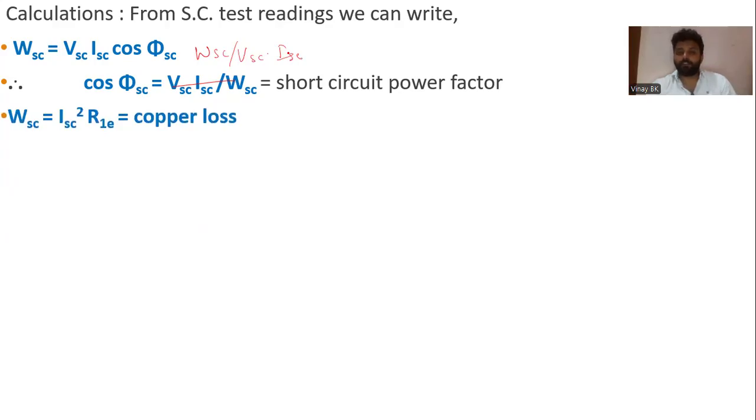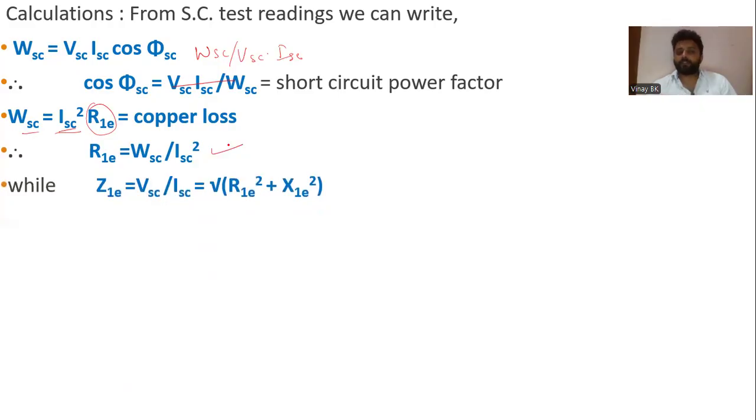Then you find the copper loss. Copper loss, you already know WSC. With the help of that, you find R1E. The copper loss is given by I square R. That is, the current that flows in the short circuit is ISC, so ISC square times R1E, where R1E is the equivalent resistance referred to the primary winding. Therefore, R1E is given by WSC divided by ISC square.